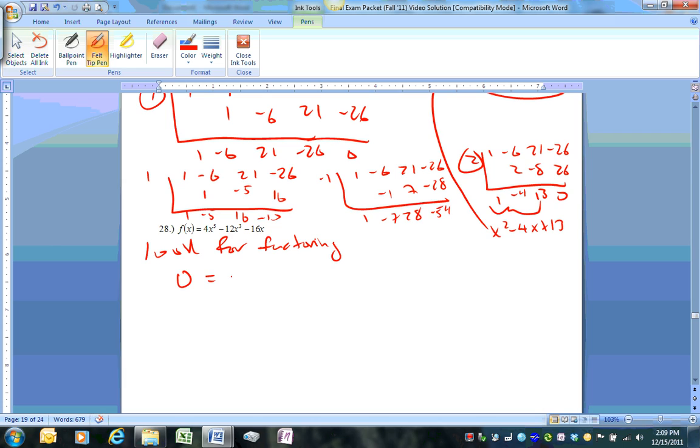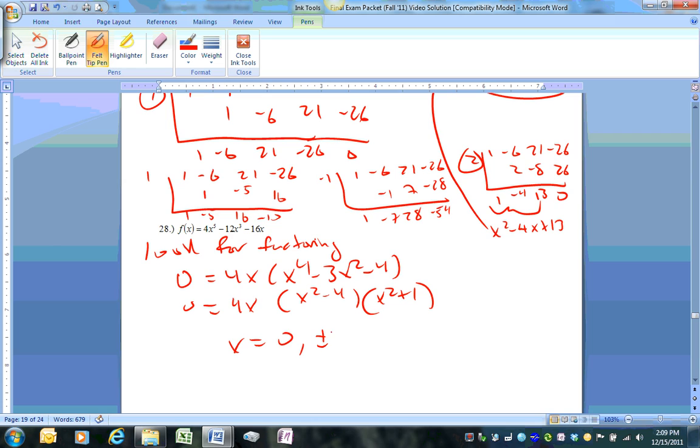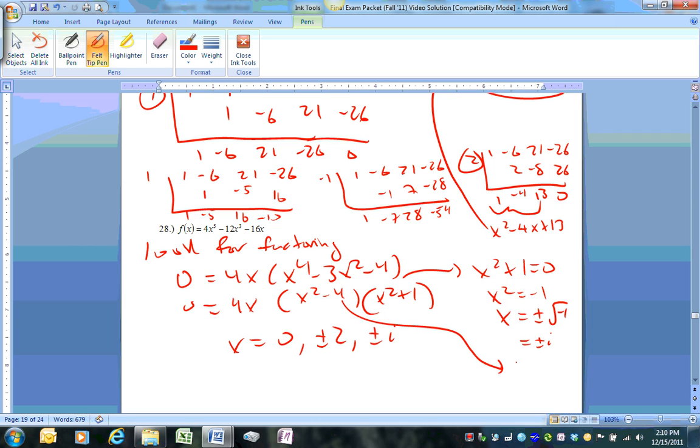So set the equation equal to 0 because we're trying to find the zeros. Factor out 4x. You have x to the fourth minus 3x squared minus 4. x squared minus 4, x squared plus 1. Set each factor equal to 0. You should have 0, plus or minus 2, or plus or minus i. That's because if you set x squared plus 1 equal to 0, x squared equals negative 1, and when you square root, you've got to put plus or minus, and because i is the square root of negative 1, we say plus or minus i. And likewise over here, if you have x squared minus 4 equals 0, x squared equals 4, x will equal plus or minus 2 after you square root both sides.